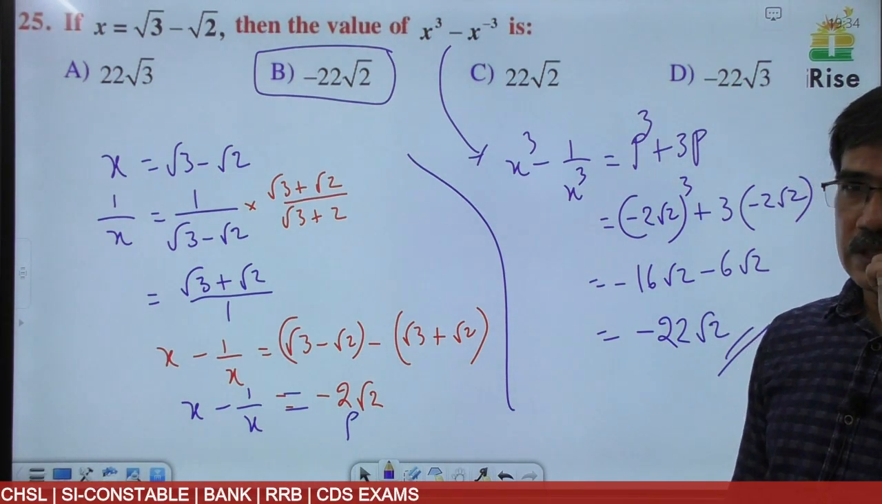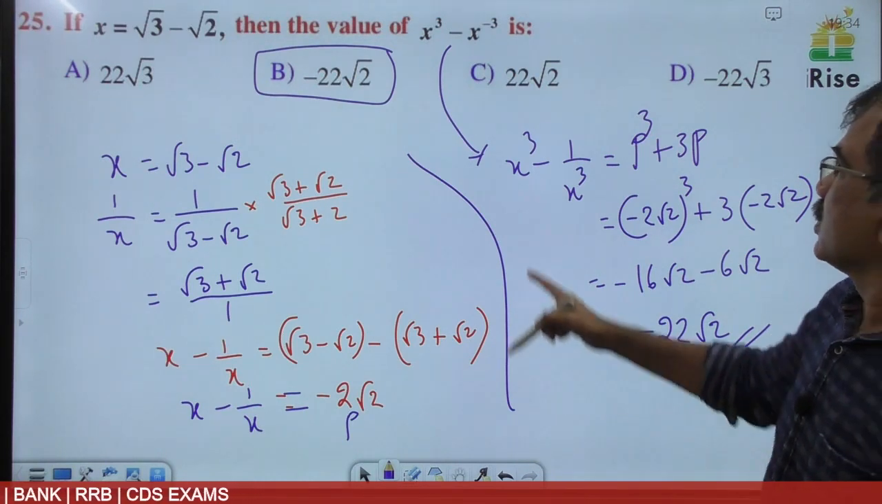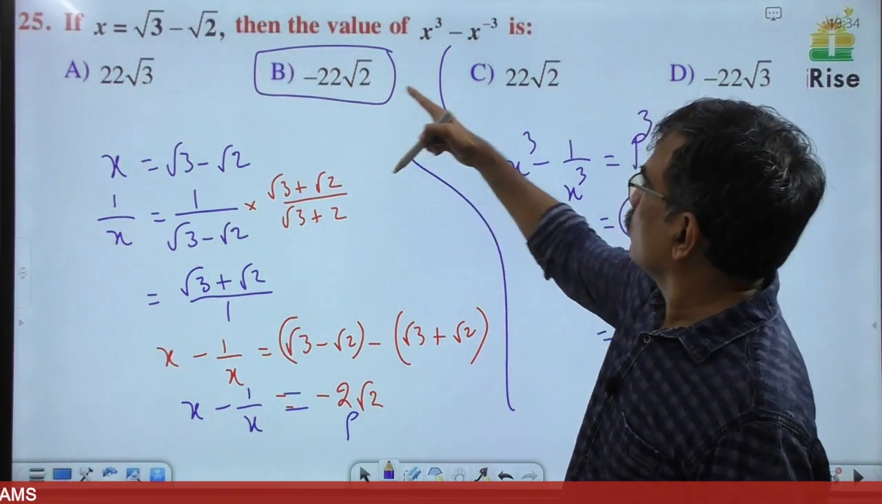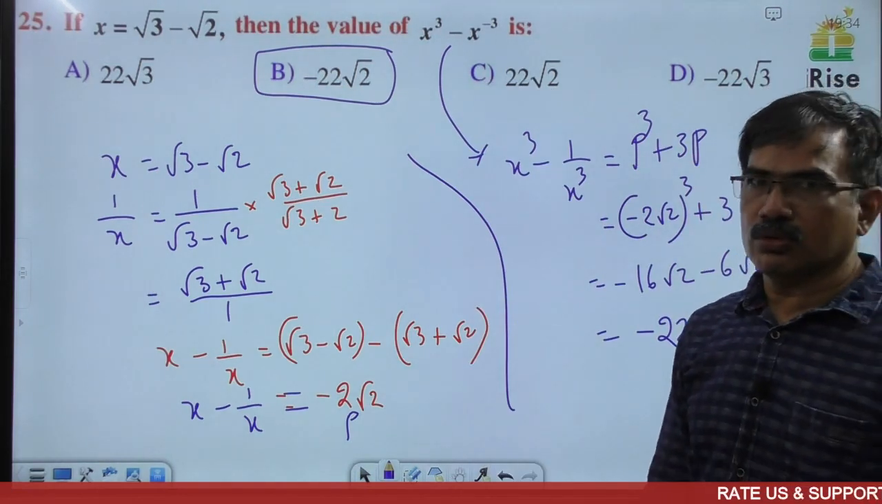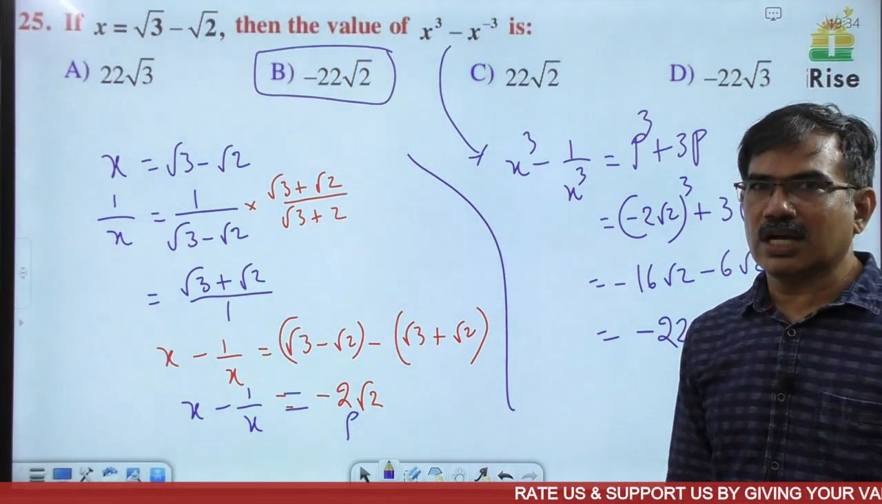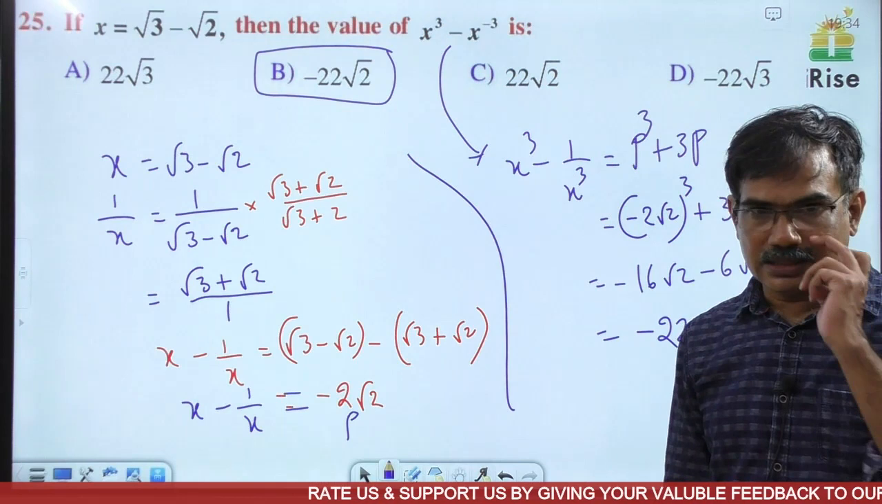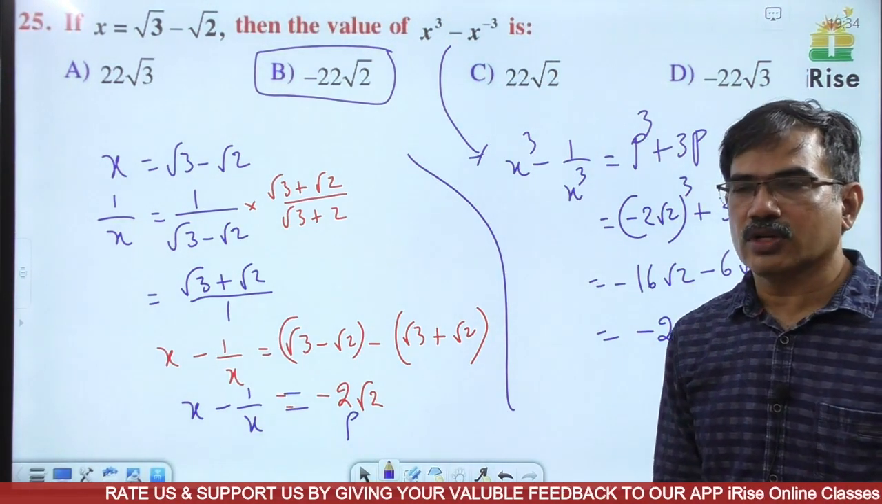Generally this type of question is given with options. See the options, minus 22 root 2 is there, plus 22 root 2 is also there. So you have to take care about the signs, very important. Okay, next question.